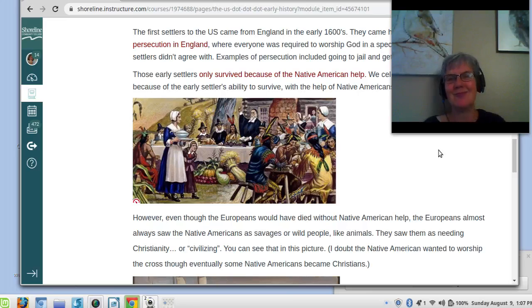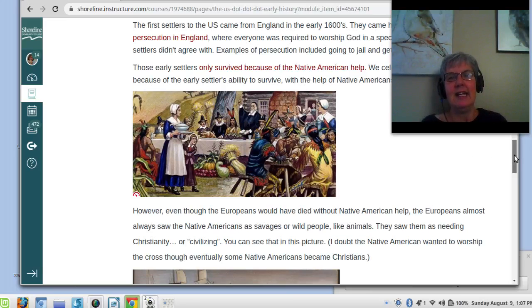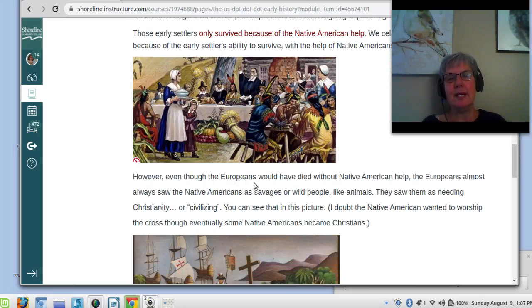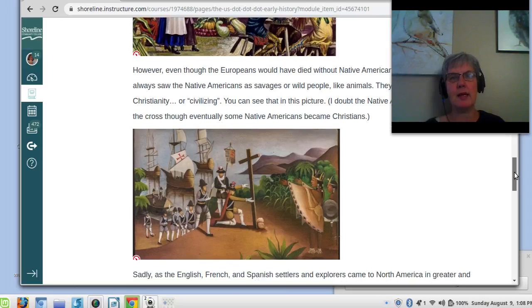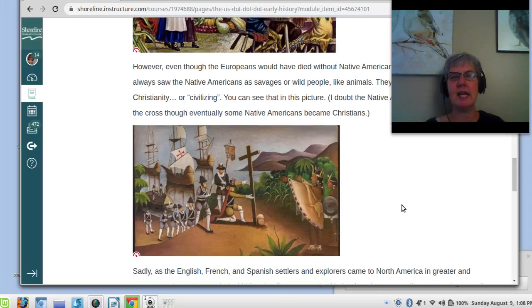for helping us. However, even though the Europeans would have died without Native American help, the Europeans almost always saw the Native Americans as savages or wild people, like animals. They saw them as needing Christianity or civilizing. You can see that in this picture. And I said I doubt the Native Americans wanted to worship the cross, though eventually some Native Americans became Christians.